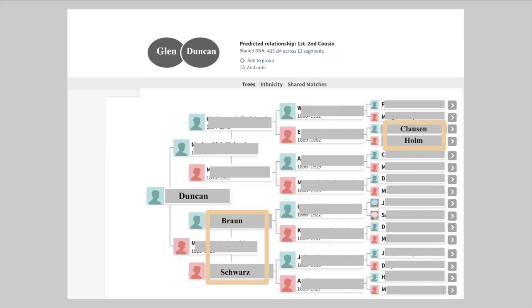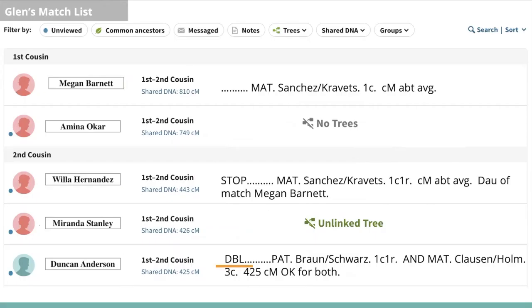We need to account for both of these relationships in our note, which is going to look like this. We're definitely going to start out by calling attention to that double relationship. That goes before the 10 periods since we want to see that first. And we do use the 10 periods because we do know how Duncan is related to Glen. And then we document each relationship, starting with the closest relationship first. Side, common ancestor couple, and the relationship. Then a big old and, then the next relationship, side, common ancestor couple, relationship.